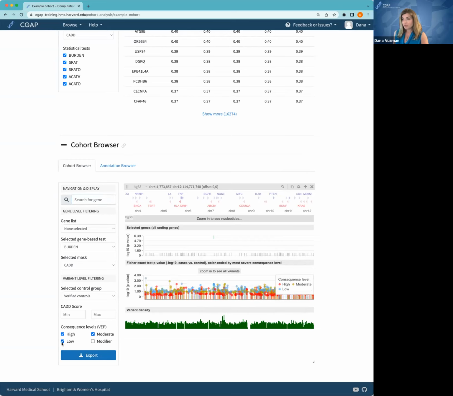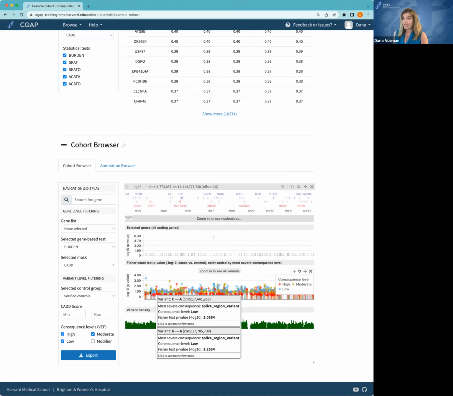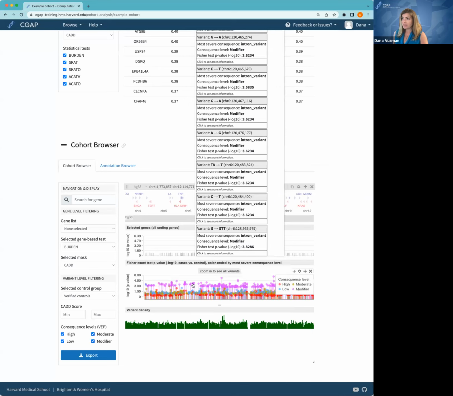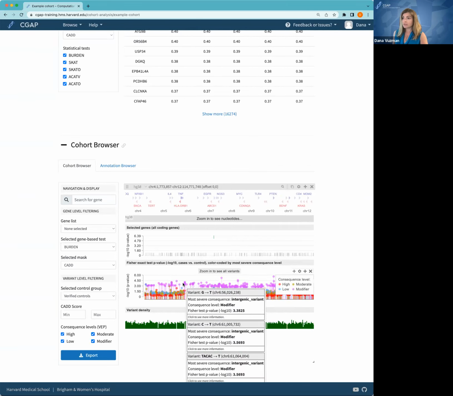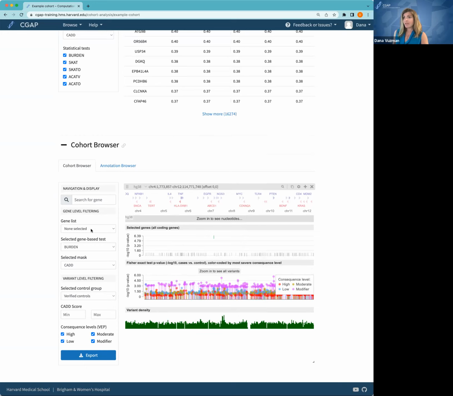We can also add the low consequence variants that include the synonymous and the splice region variants versus splice sites. And we can also add modifiers over here, and the modifiers will include intronic variants, and usually those variants are not included in our test calculation.